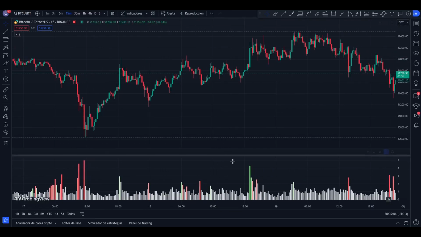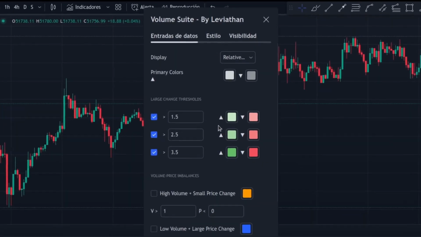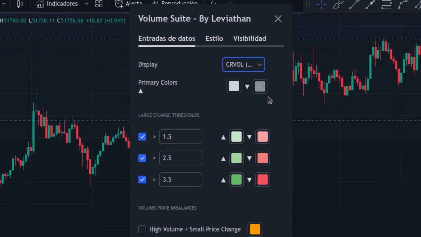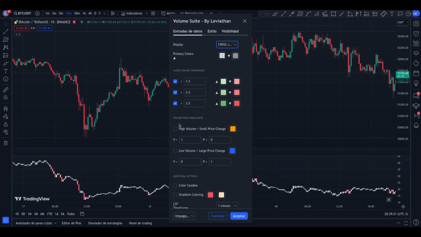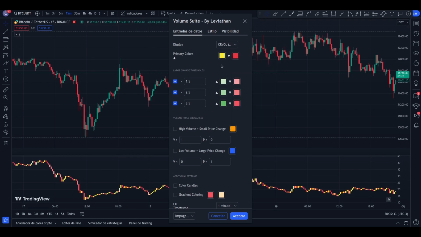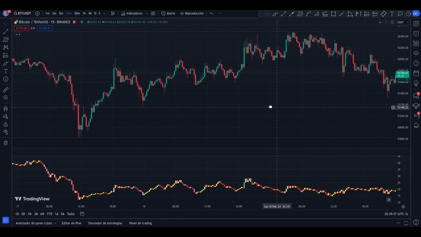In the indicator configuration, we will choose the Cumulative Relative Volume or CRVOL option. As we see, the volume at the bottom of the chart changed. We will make one more modification, but in this case, we will change the color of the volume bars, making them more colorful.